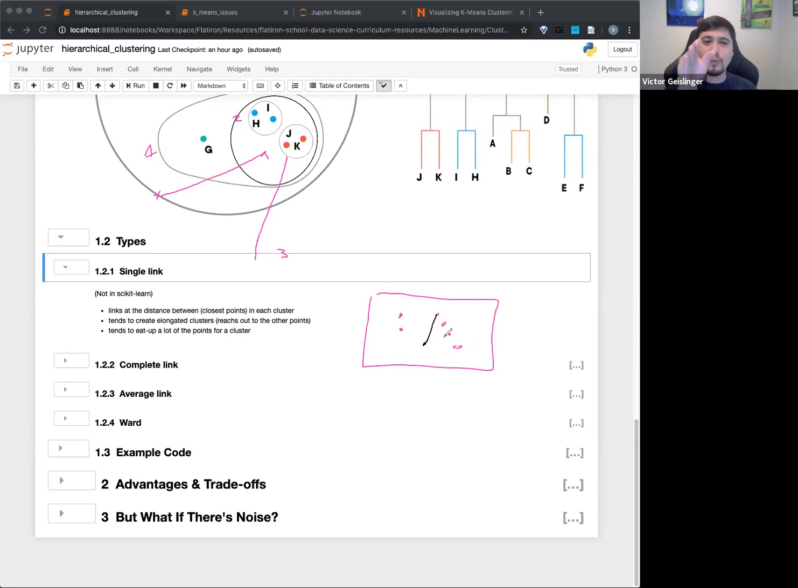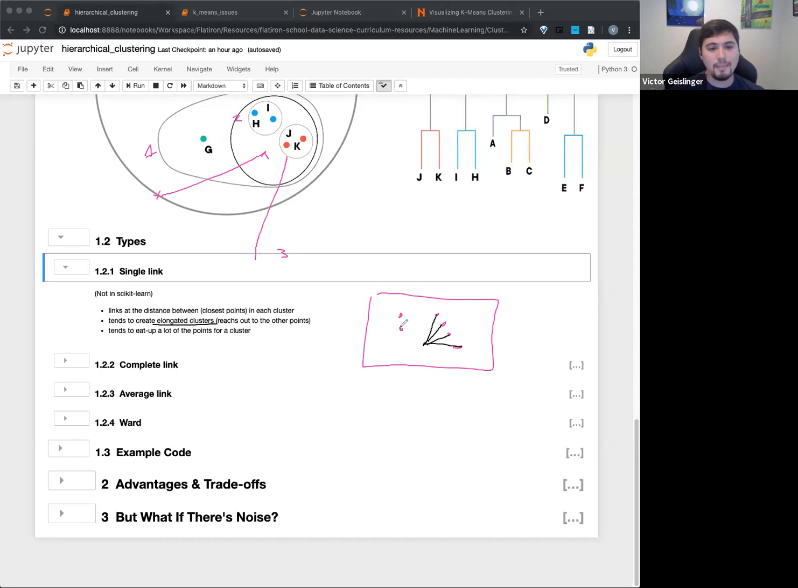So it tends to reach out a little bit and grab up. So we tend to create these elongated clusters. And it's reaching out to other points, and then it tends to eat up a lot of points for a cluster. So what will happen is that this cluster will end up getting all the points, and this cluster is going to be all hungry where it's only 2 lonely points. So you'll tend to have one very dominant cluster, and it tends to be very long. It tries to snake out. It pulls out the closest one.